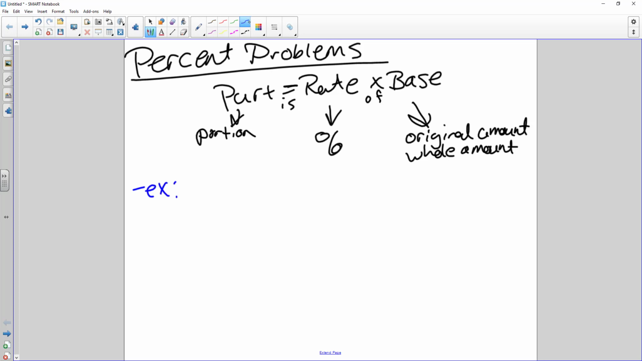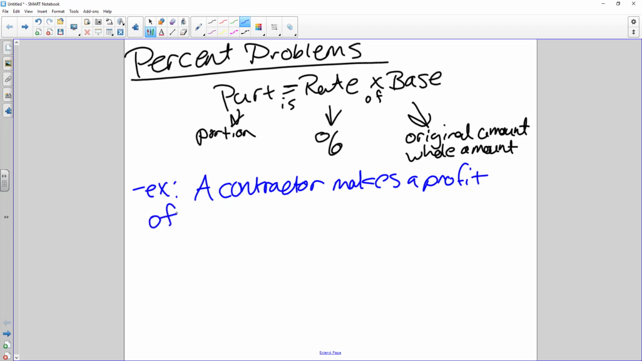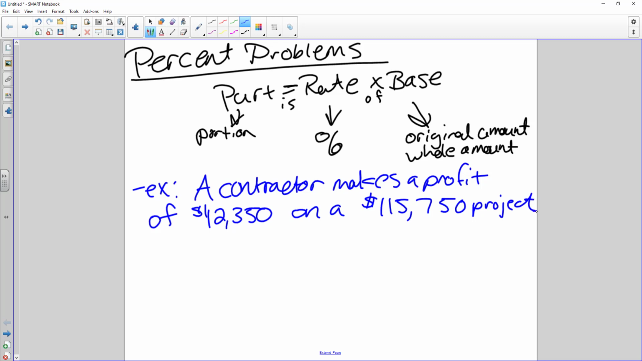So let's say that a contractor makes a profit of $12,350 on a $115,750 project. What is the percent of profit? So he's got a pretty big job of $115,750, and he makes profit of $12,350. So we want to figure out the percent.